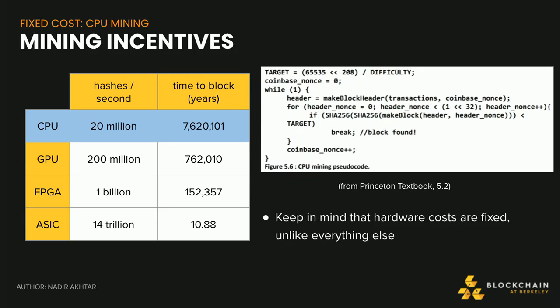This one's pretty straightforward. In terms of hashes per second, it has the computational power of about 20 million hashes per second. And so on average, it would take a pretty long time to mine each block. As you can see, that's in terms of years.